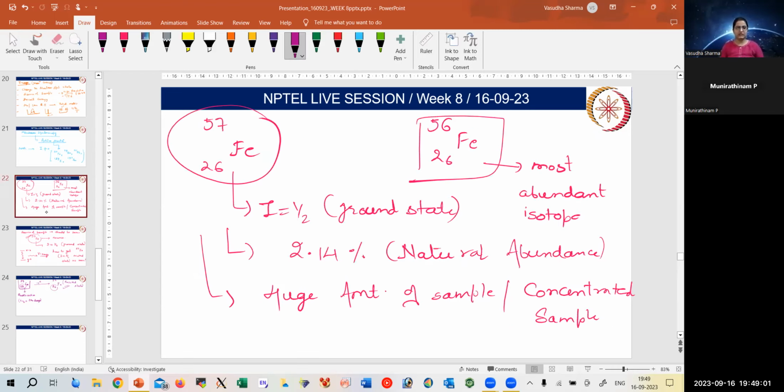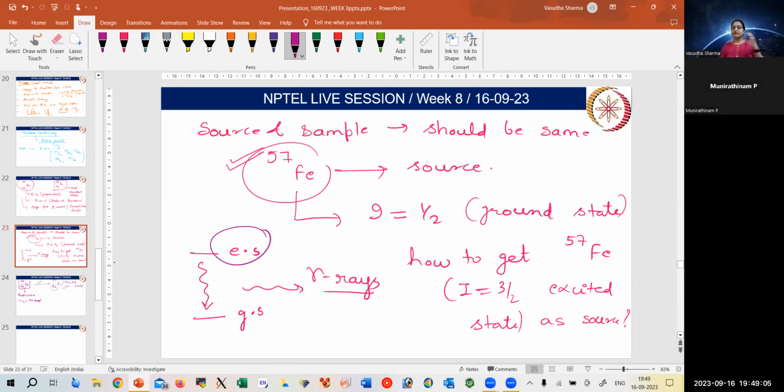So how do we make our source in an excited state? How do we get iron 57? Naturally, it occurs with I equals 1/2. How do we get it as an I equals 3/2 excited state to use as a source?